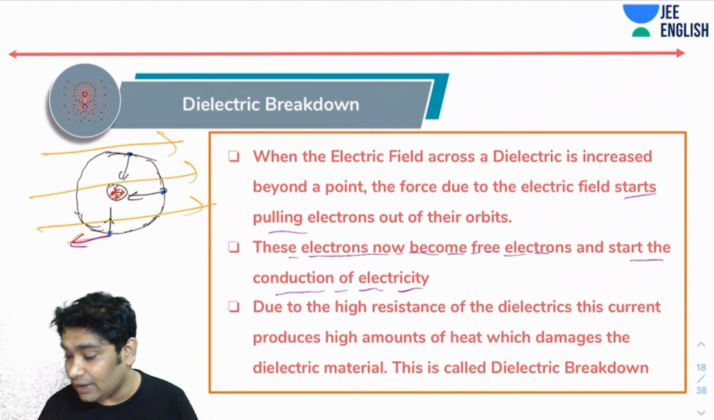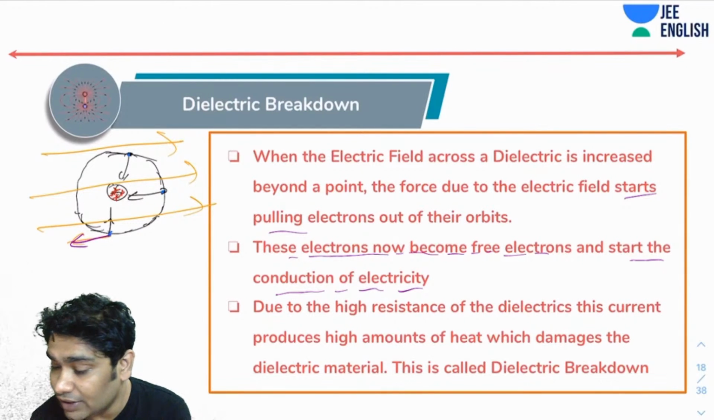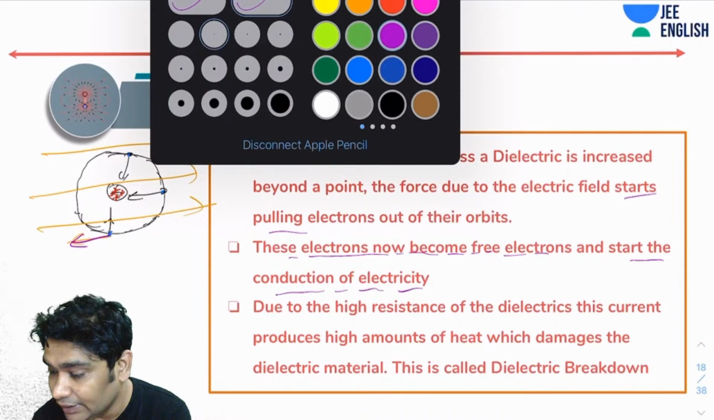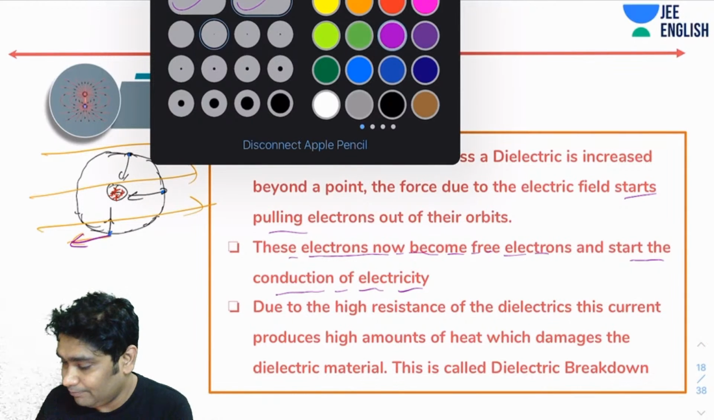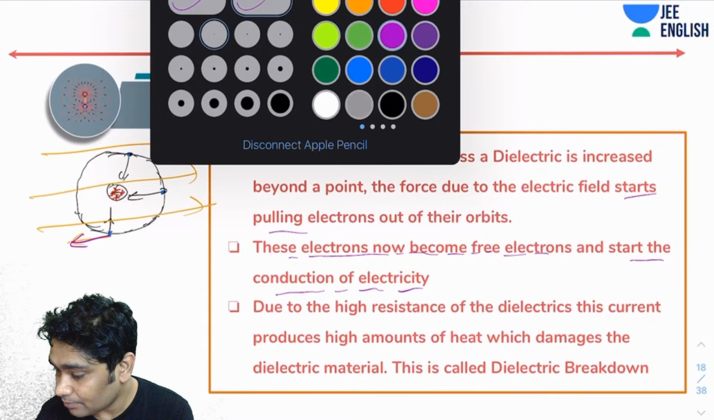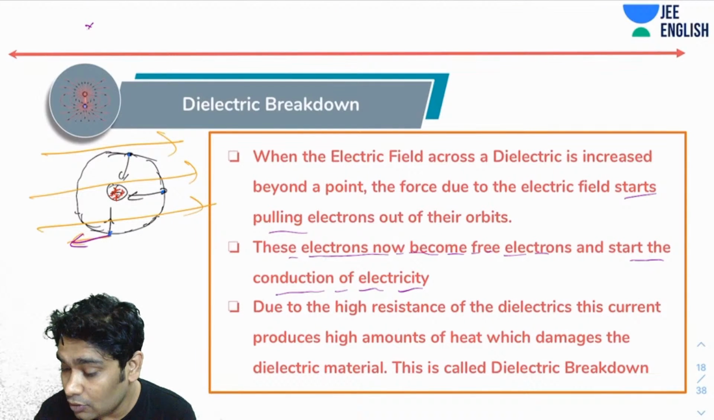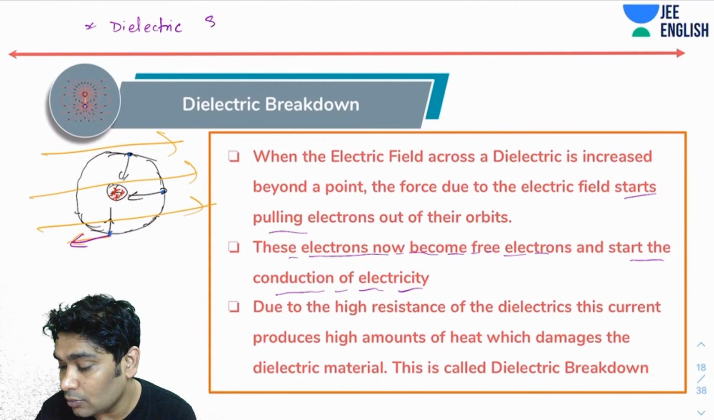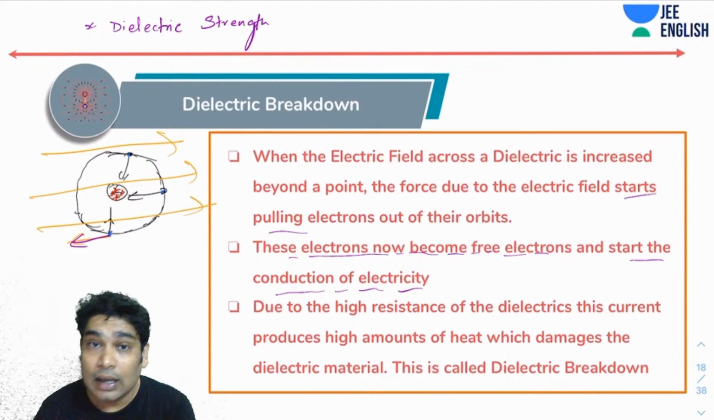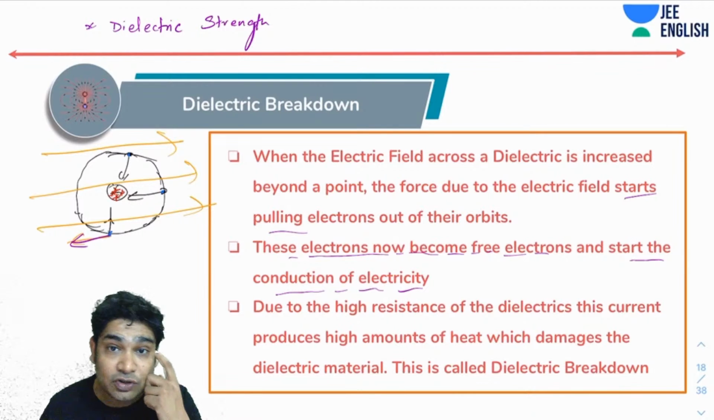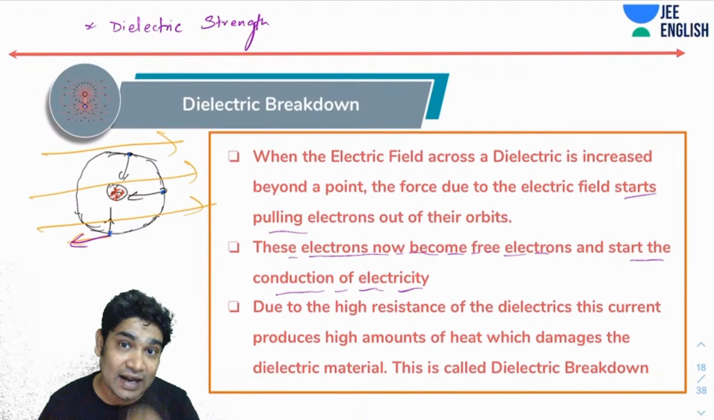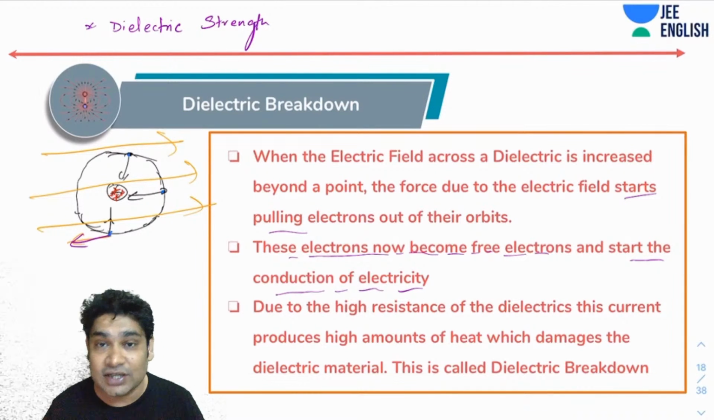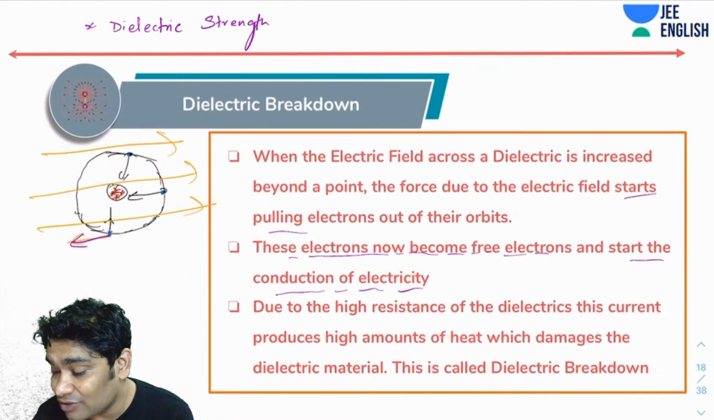So let me write it here. Dielectric strength. Let's make a quick note of that. Now dielectric strength may be given to you in two ways. Either you may be given the strength of the electric field, or you may be given the maximum potential difference across the dielectric, the dielectric breakdown potential. So dielectric strength.